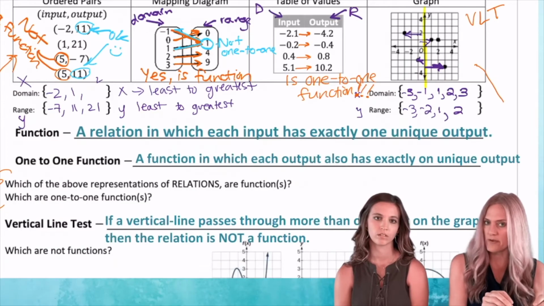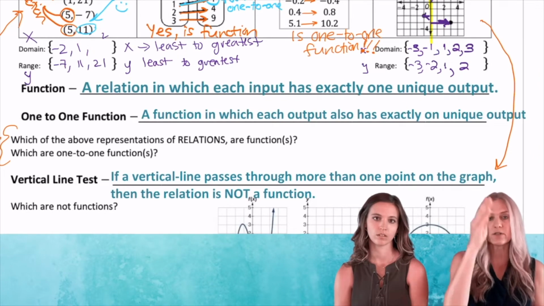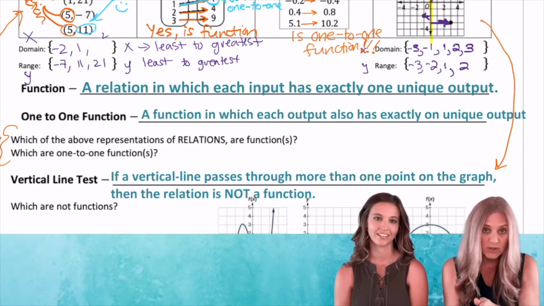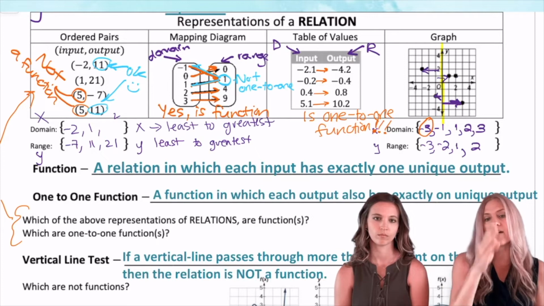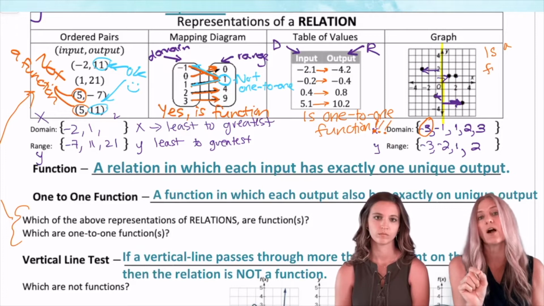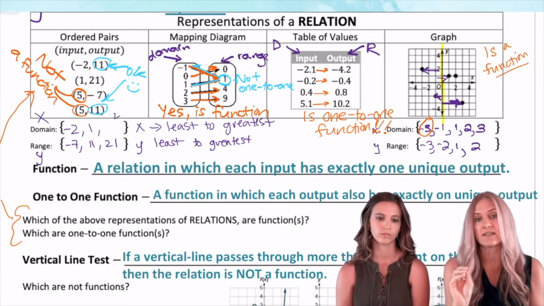So if we want to jump down there, the vertical line test says, if you're looking at any sort of graph and you draw a vertical line, if that vertical line goes through more than one point, then it's not a function. If we look at our graph, it's just a collection of points, but there are no 2 points that occur on the same vertical line. So our graph is a function.